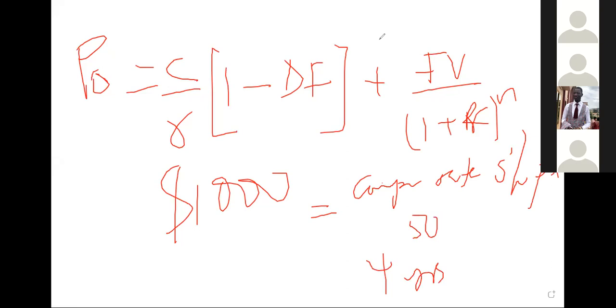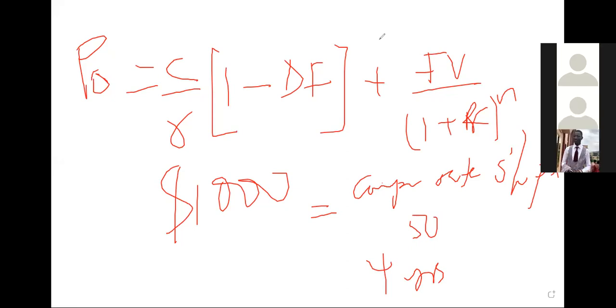The coupon is like you have gone to buy an investment, and they are saying that the interest they will give you, which we call the coupon rate, is 5%. So it means every year, how much will they give you?